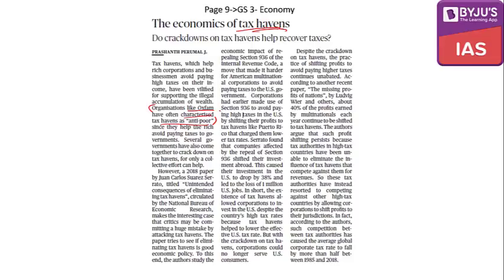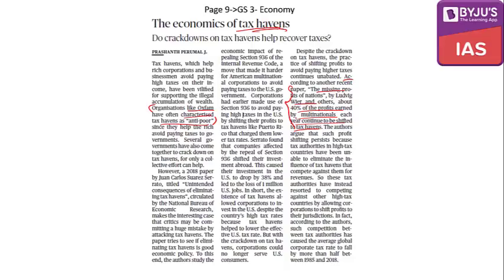According to a recent paper, The Missing Profits of Nations, by Ludwig Wier and others, about 40% of the profits earned by multinationals each year continue to be shifted to the tax havens. So we will have to understand that tax havens are said to be always a problem to a particular country, because a number of companies are migrating from a home country to another country simply to avoid taxes. Because they avoid the taxes, the home country will not have the revenue, so it will not be able to spend on social welfare schemes.